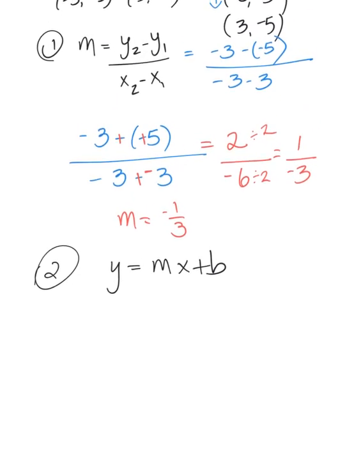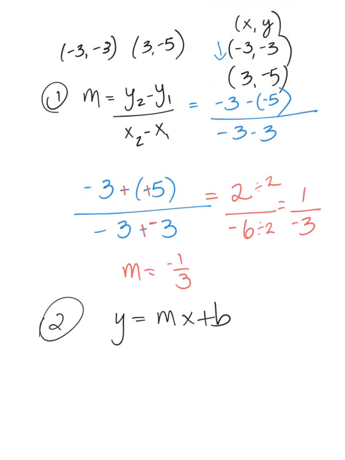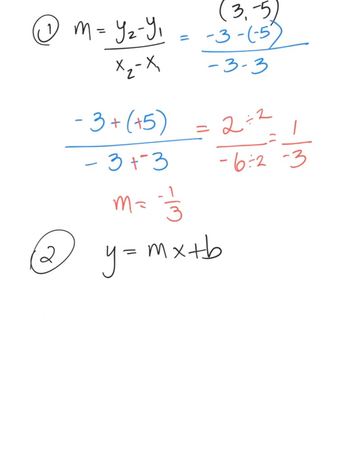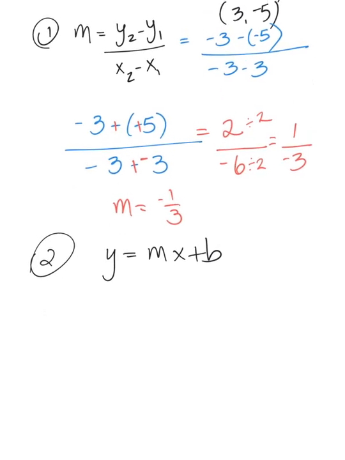Oh, don't want to go too far, I need my points. There we go. Okay, now it doesn't matter which point you choose for your x and y value. So my slope, my m, is a -1/3. And I'll just use this point here, (3, -5). Now remember, my -5 is y, so that goes here. And then my x is +3.